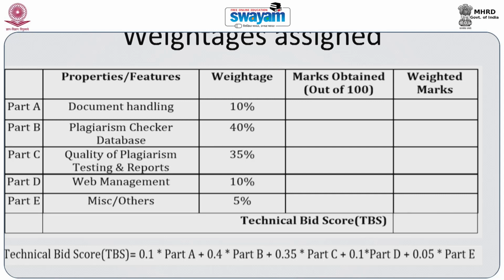And you can also have the plagiarism checker database: how much plagiarism checker database is there. That should be given more value. Then the quality of plagiarism testing and report. So for the time being I gave 35 here. And web management: what are the features available in this software.